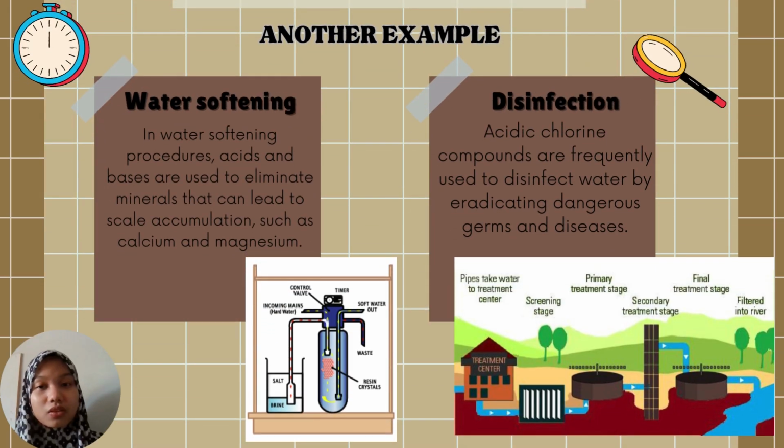For example, water softening. In the water softening procedure, acid and base are used to eliminate minerals that can lead to scale accumulation, such as calcium and magnesium. And another example is disinfection. Acidic chlorine compounds are frequently used to disinfect water by eradicating dangerous germs and diseases.